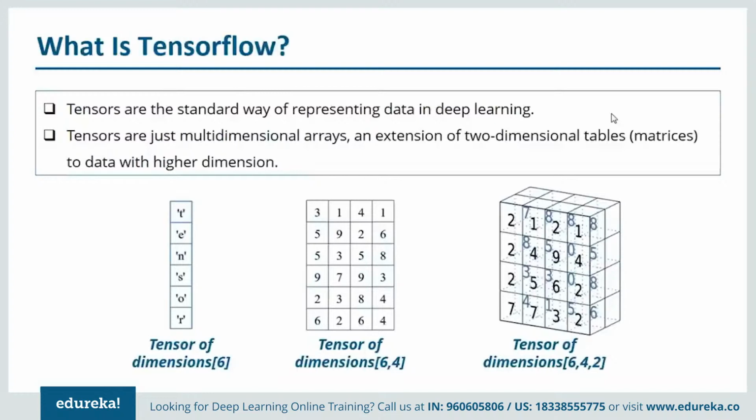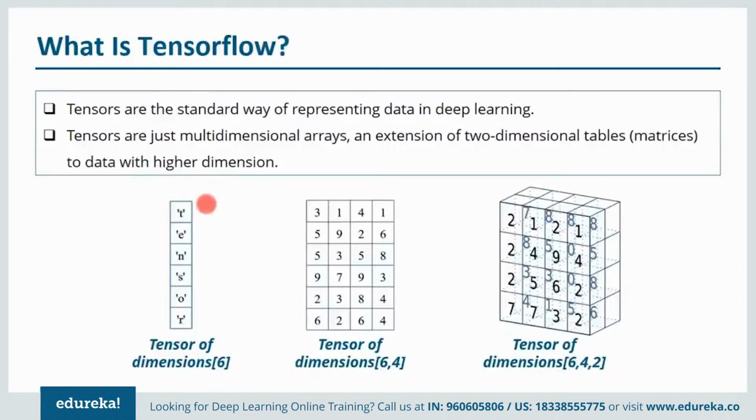Now what is TensorFlow? As I've told you earlier as well, we use this TensorFlow library in order to implement deep learning models. And the way the data is represented in a deep learning model is called tensors. Now what are tensors? Tensors are just multi-dimensional arrays, or you can say an extension of two-dimensional tables, matrices, to data with higher dimension. Now let me explain to you with the examples that are there in front of your screen.